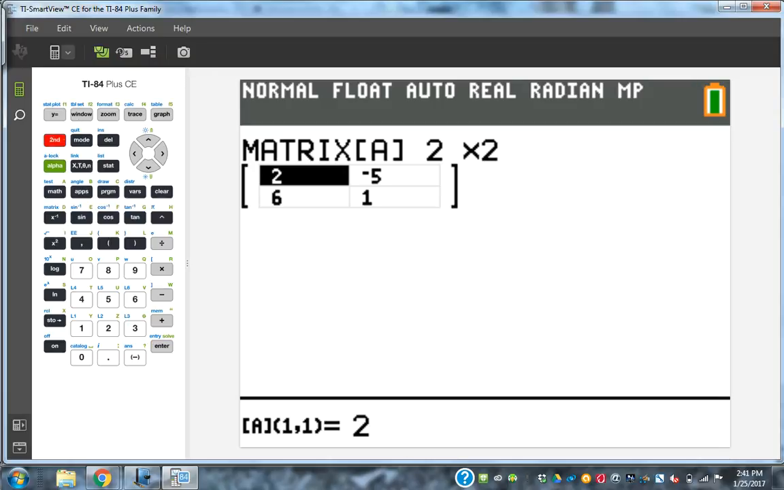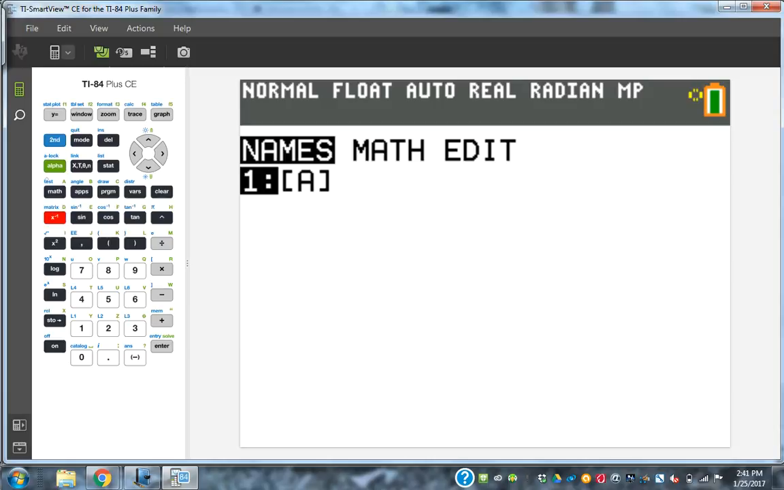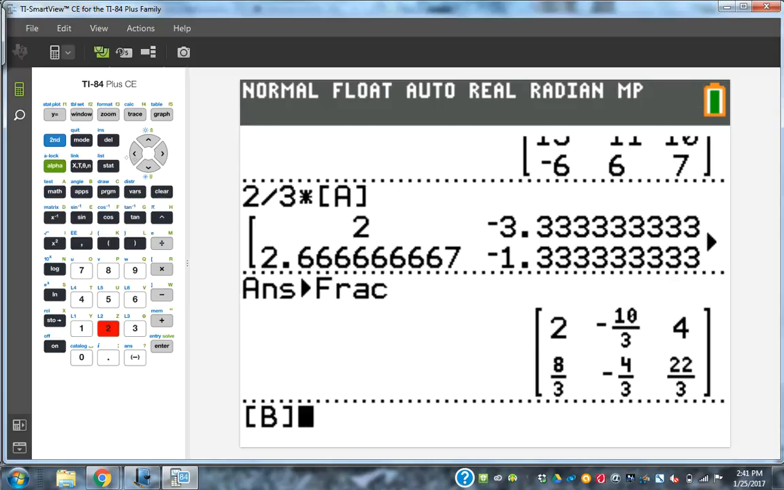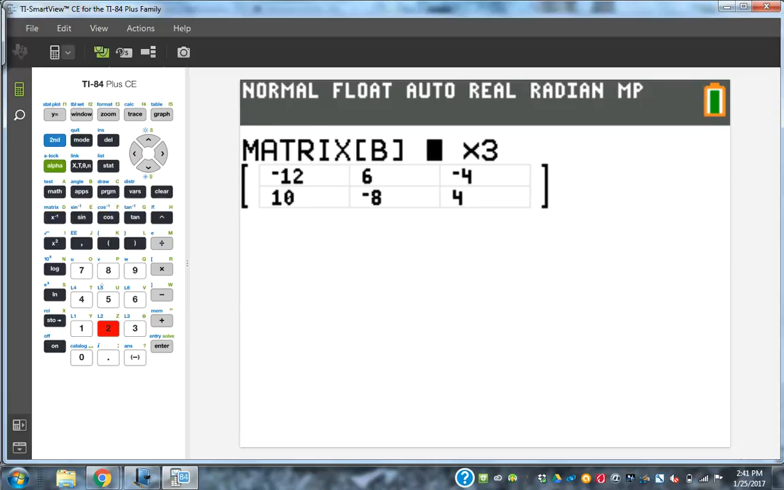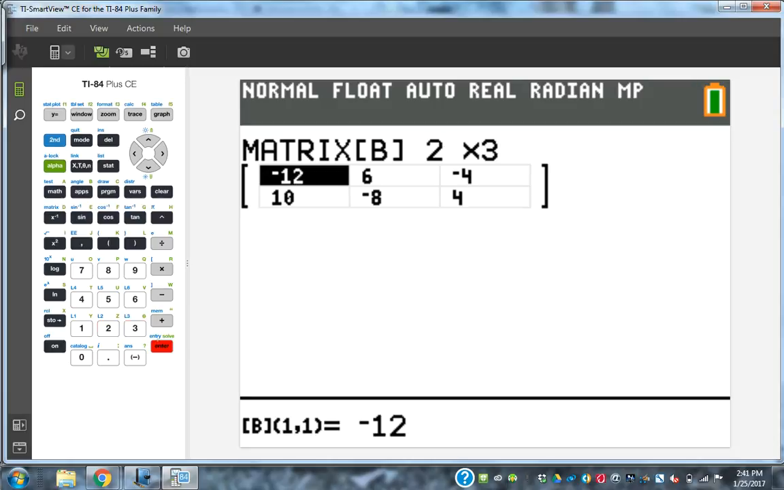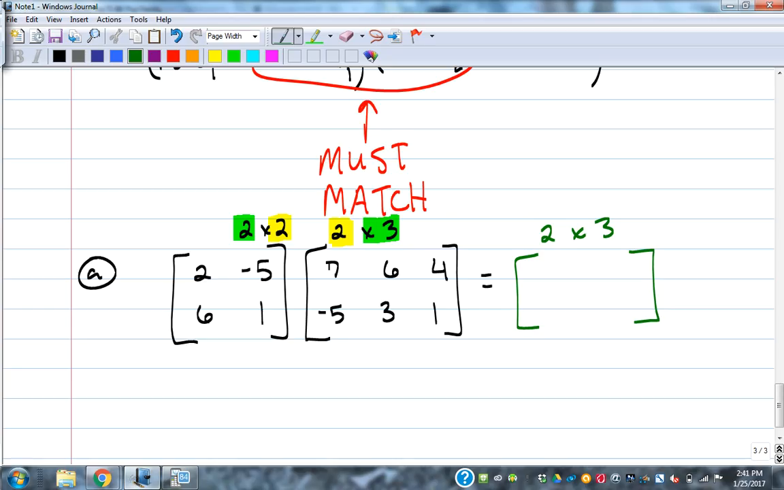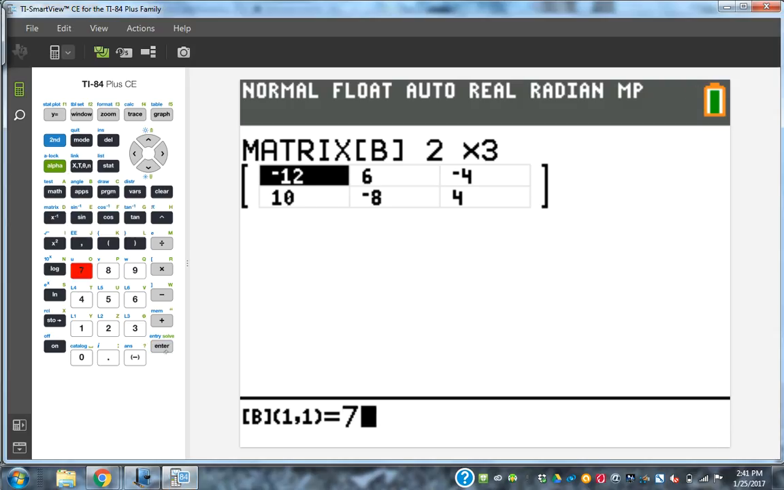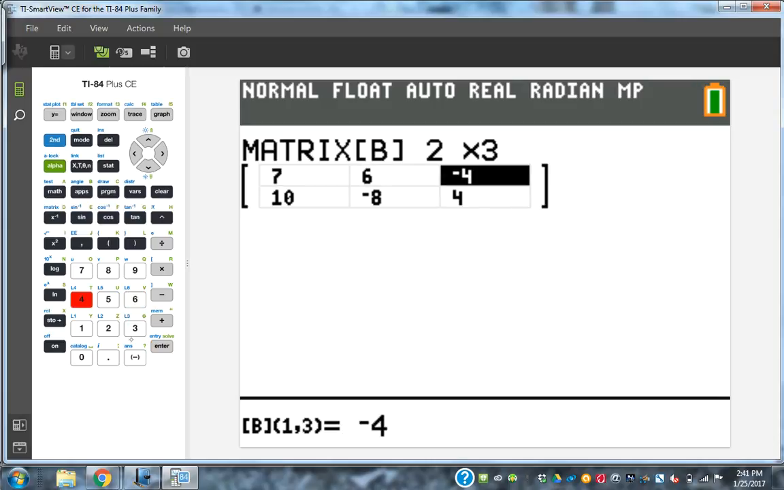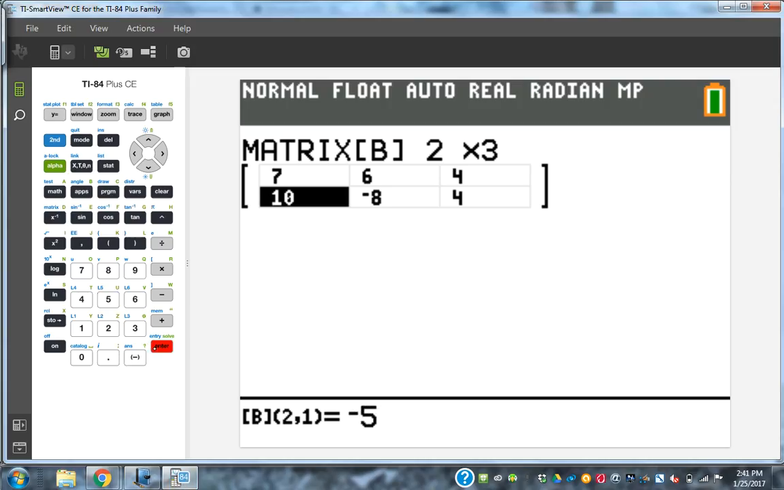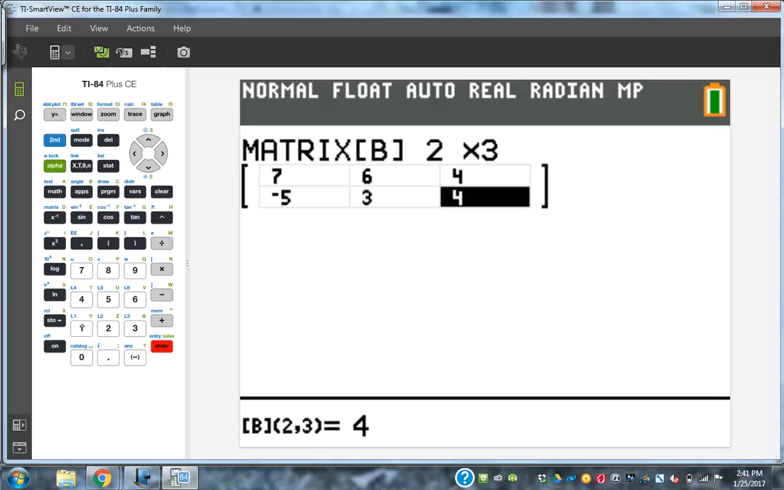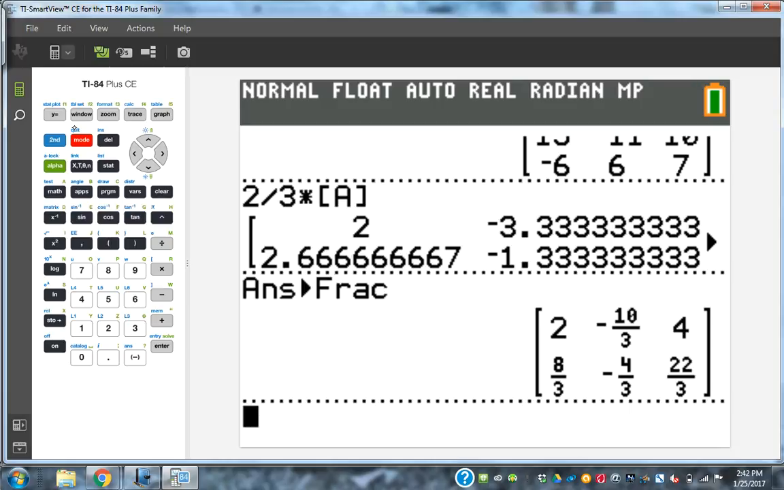Matrix A in there. Back to the matrix B. Oops, go to edit. Second matrix. Matrix B is a 2 by 3. And I don't know what the numbers are. 7, 6, 4. -5, 3, 1. All right. Now I'm going to multiply those.